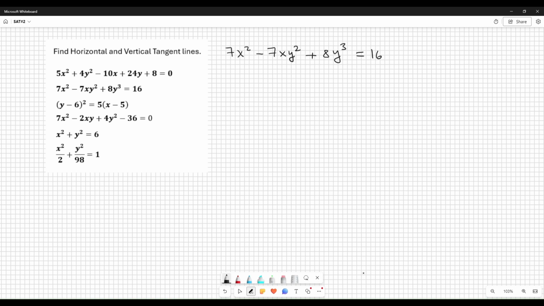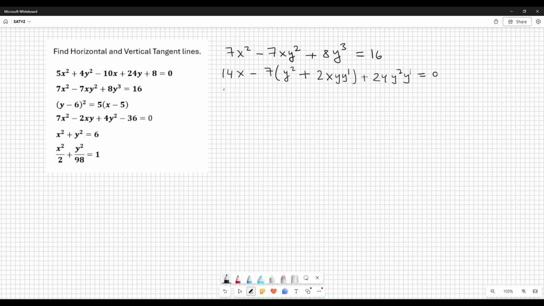Okay, now differentiation. This is 14x minus 7. Be careful here, because you consider it like a product rule. It's y squared plus derivative of x is 1, 2x y prime plus 24 y squared y prime equals 0.